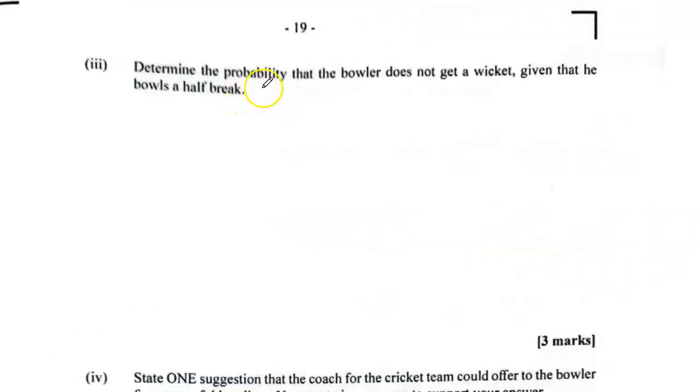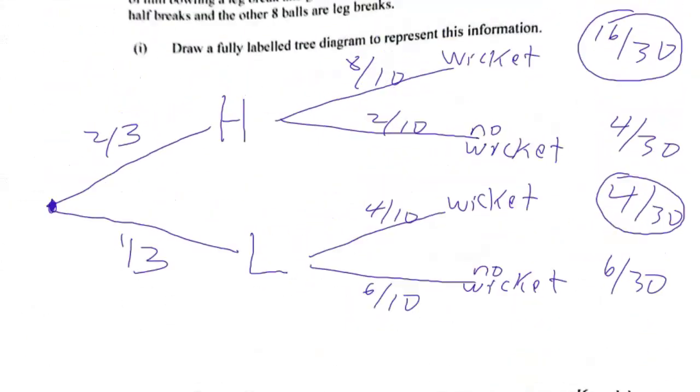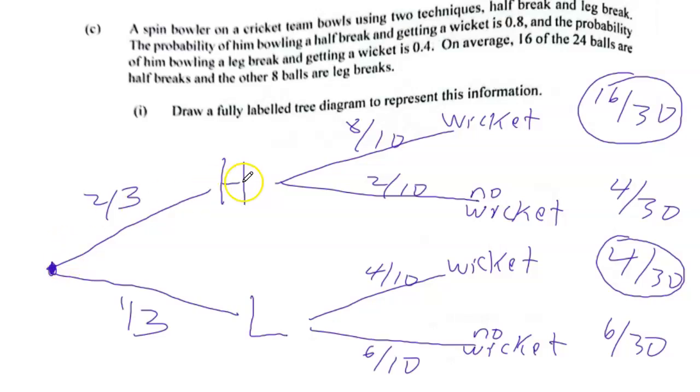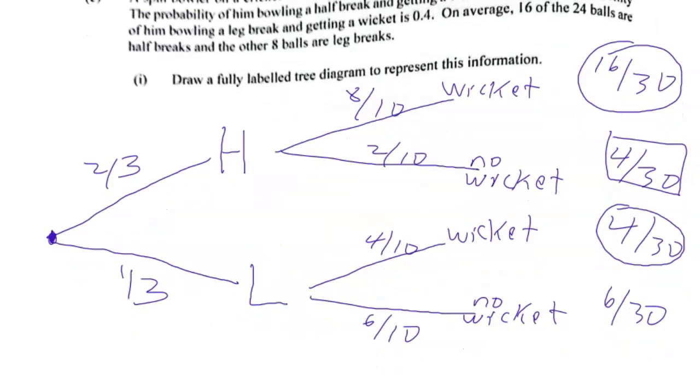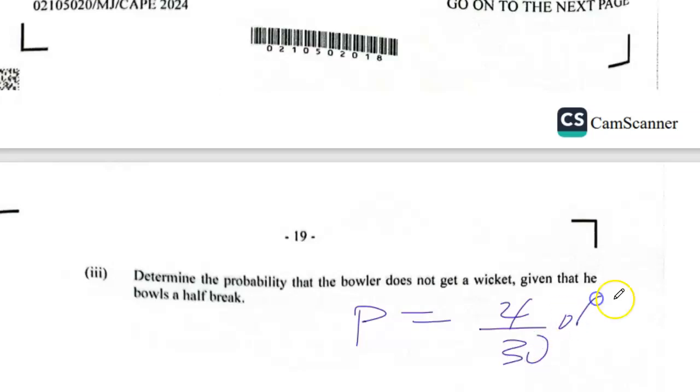Determine the probability that the bowler does not get a wicket given that he bowls a half break. So if he bowls a half break, the chance he doesn't get a wicket would be, so half break, no wicket, this would be 4 out of 30. So the solution for this probability is 4 out of 30. If we reduce it, 2 out of 15.